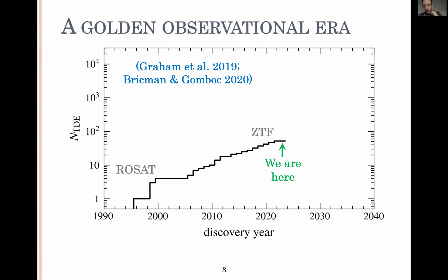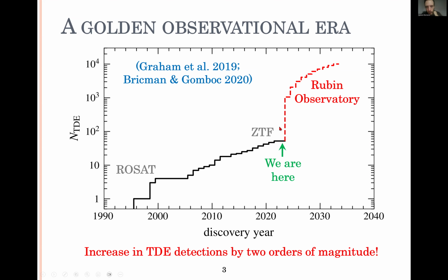And we are now here, and starting next year, the Rubin Observatory will come online. The predictions are that this telescope will detect about 1,000 TDEs per year, therefore increasing, as you can see in the red curve, our detection sample by about two orders of magnitude. So this is really a bright future for the field. The goal is really to build a reliable model to interpret optimally this wealth of observations.